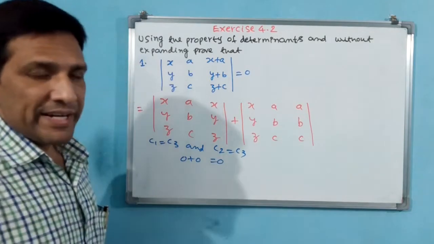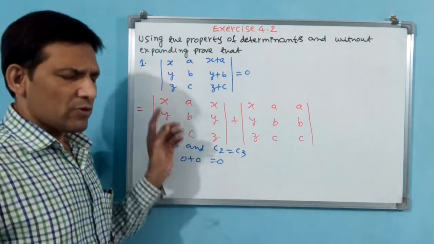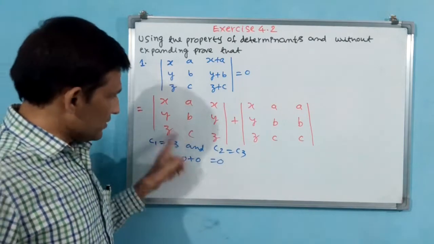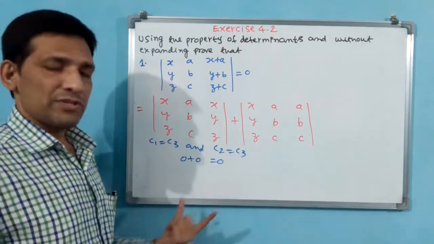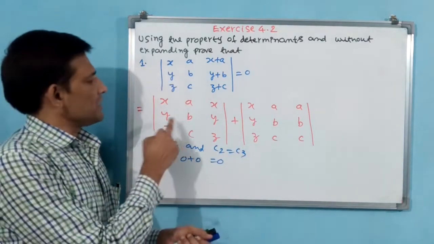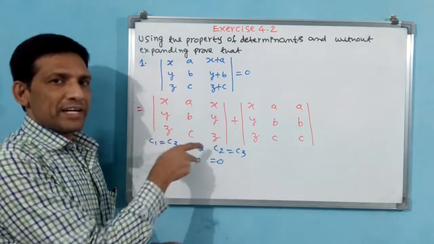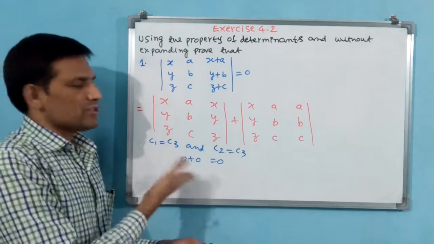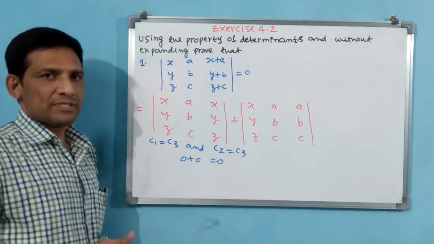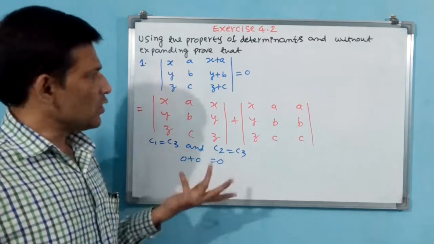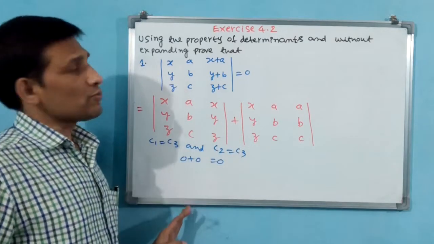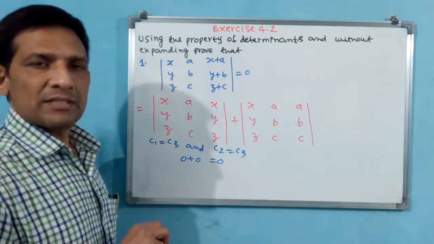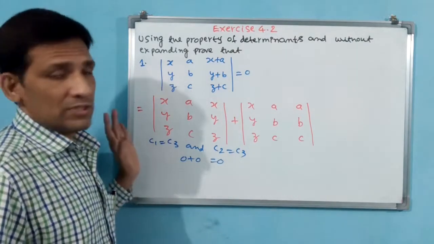Why? Because if identical rows or columns are available, then the value of the determinant is 0. Here this is 0, here this is 0. 0 plus 0 is 0. Because here XYZ, two identical columns are there, 0. ABC, two identical columns are there, 0. Like this you have to do this answer. Now without any expansion, we have come to the conclusion. LHS is equal to RHS, hence proved, like that you can write and close this question.